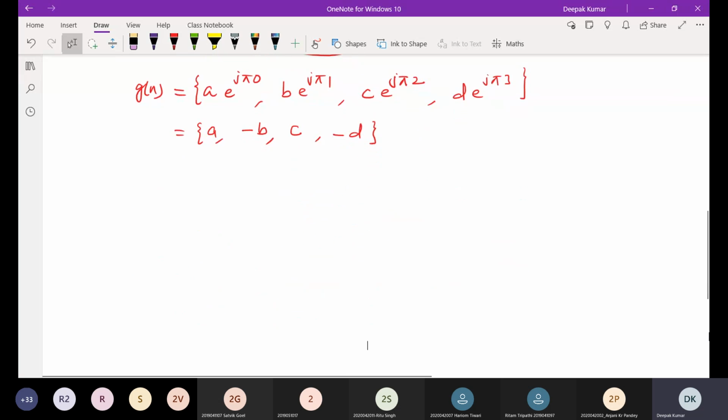And you can observe here that all the samples are as it is, but there is a change in the odd numbered samples. Odd numbered samples will invert their sign, and all the even numbered samples will remain as it is.